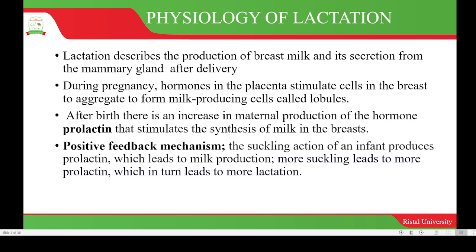During pregnancy, the hormones in the placenta stimulate the cells in the breast to aggregate in order to form milk-producing cells called lobules. After birth, there is an increase in maternal production of the hormone prolactin, which stimulates the synthesis of milk in the breasts. And this is a positive feedback mechanism, whereby the suckling action of an infant produces prolactin, which leads to milk production, and more suckling leads to more prolactin, which in turn leads to more lactation.